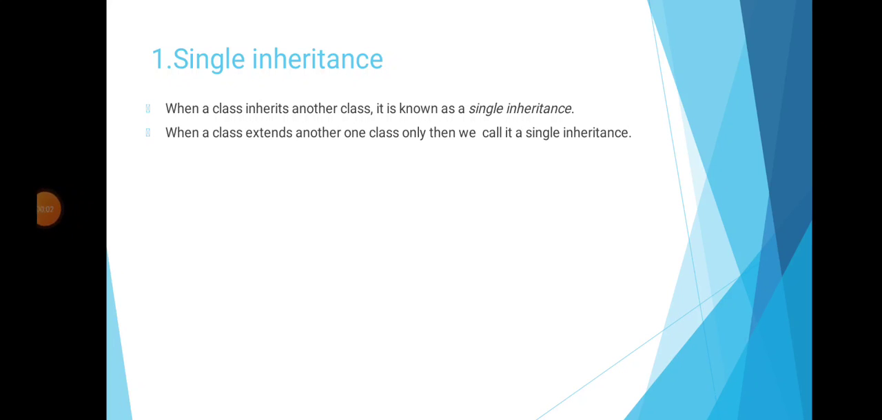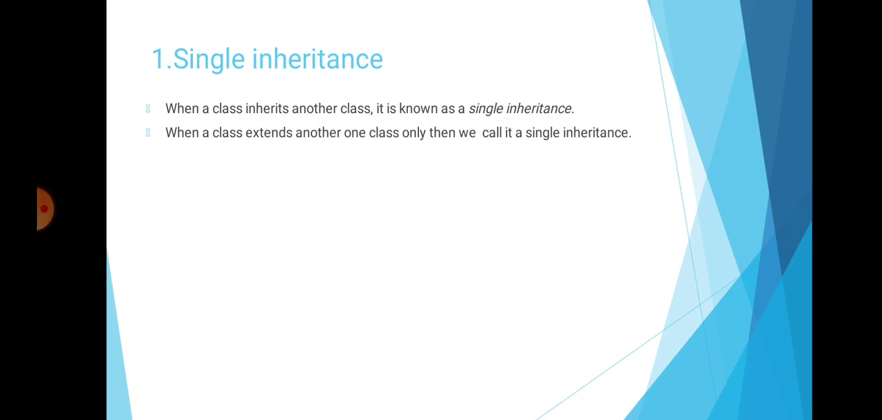Hello students, in previous lectures we have seen the introduction to inheritance and the use of the extends keyword. In these lectures we have seen types of inheritance, and the first type is single inheritance. When a class extends only one other class, we call it single inheritance. In single inheritance, there is only one subclass and its parent class.